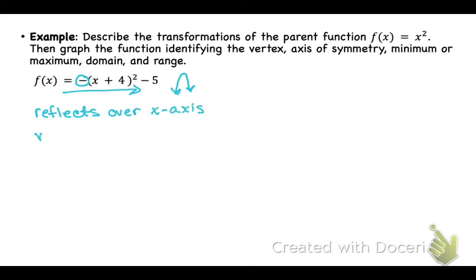Okay, how do you know if it's minimum or maximum? Because look at my shape. What's it going to be? It's going to be a max because it's going to go up to it and come back down, isn't it?